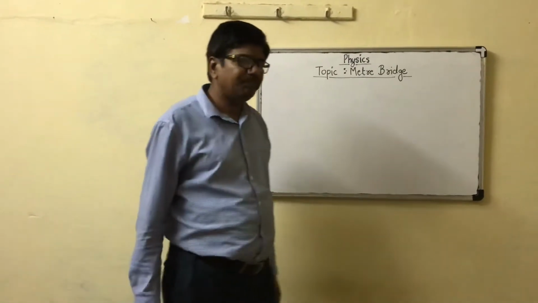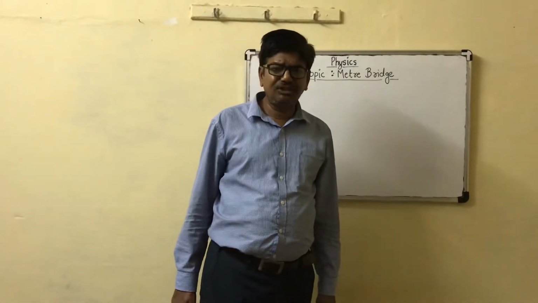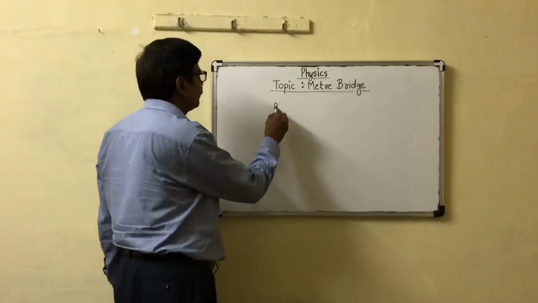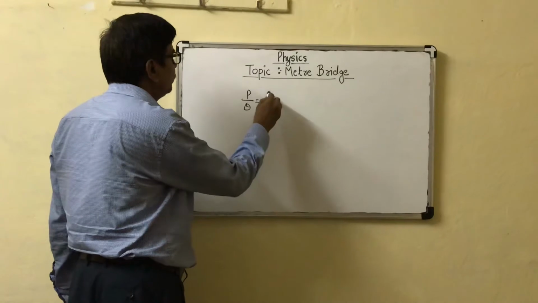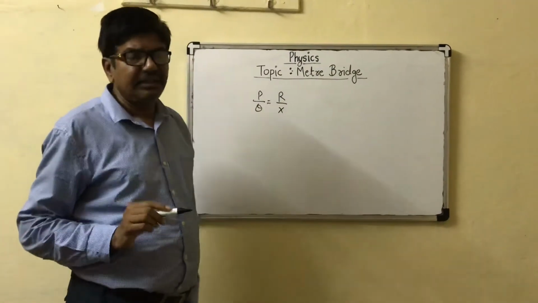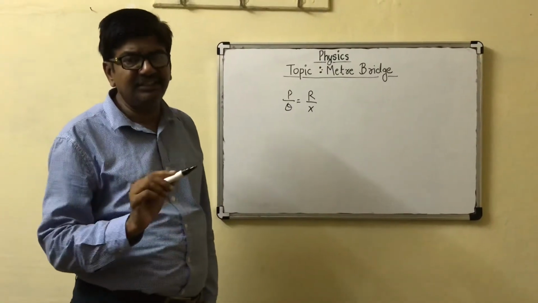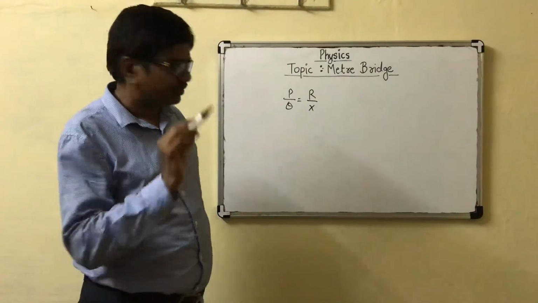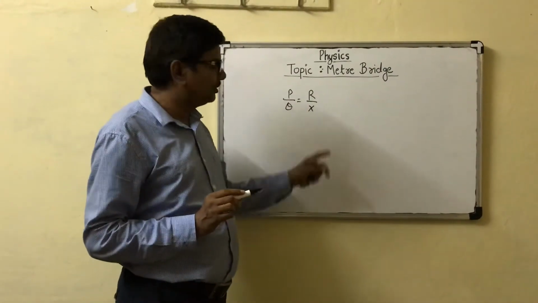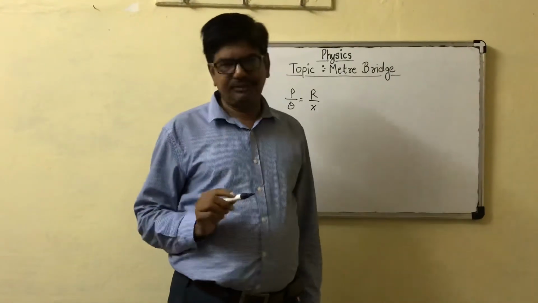Now question is, what is the principle of meter bridge? It is based on the principle of Wheatstone bridge. P upon Q equal to R upon X, or S, as you like. In Wheatstone bridge there are 4 resistances, and these 4 resistances are connected in a quadrilateral circuit. In the previous lecture we discussed P upon Q is equal to R by X. This is the principle of meter bridge.